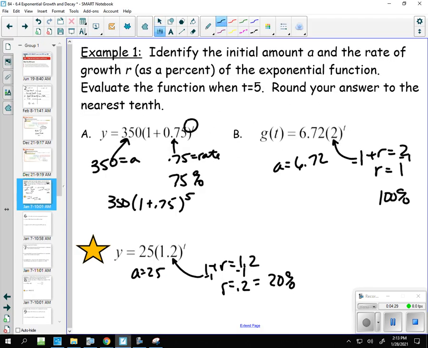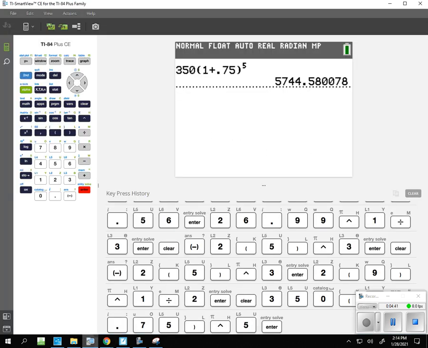5,744.58. So 5,744.58 was the answer to the first one. So let's do the next one. 6.72 and then 2 raised to the fifth.